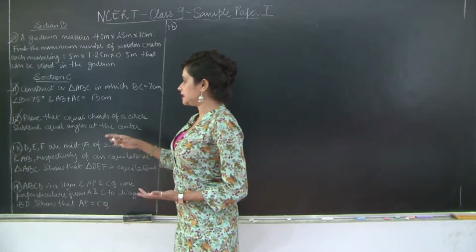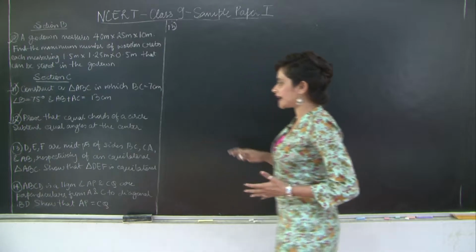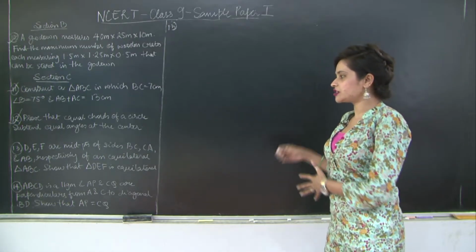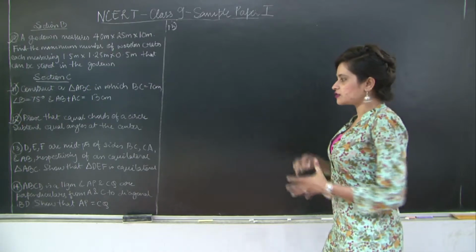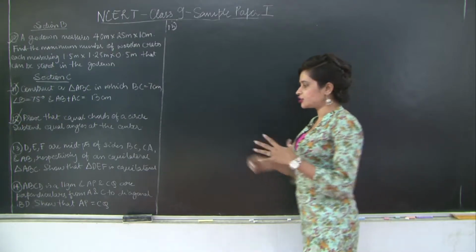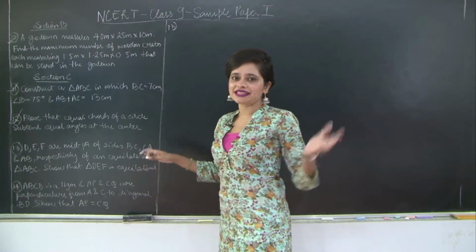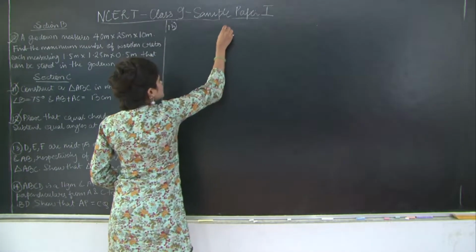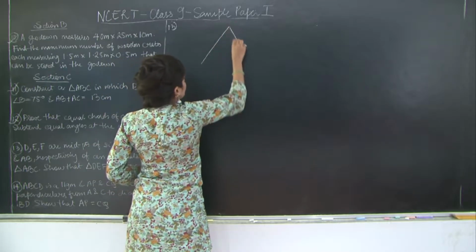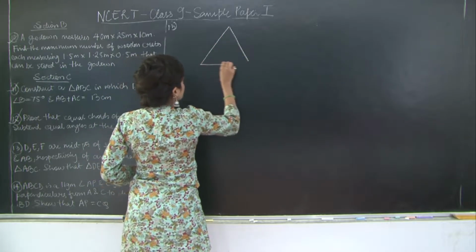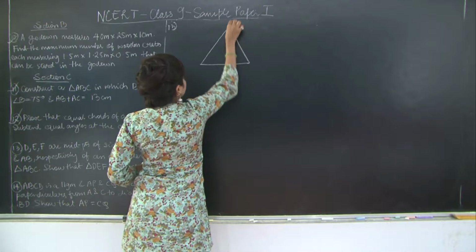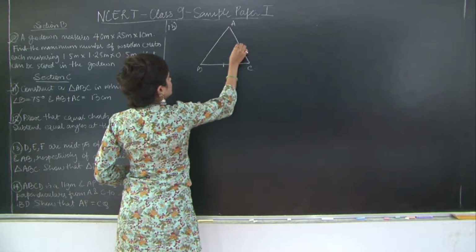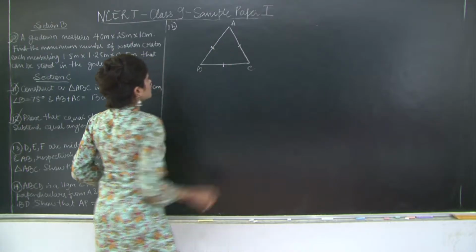So let's see, D, E, F are the midpoints of sides BC, CA and AB respectively of an equilateral triangle ABC. So sounds like a lot of junk. Let's just draw equilateral triangle ABC and then we are going to mark points D, E, F. So let's say this is my equilateral triangle ABC. So we are referring to the midpoints. We'll mark the midpoints as well.